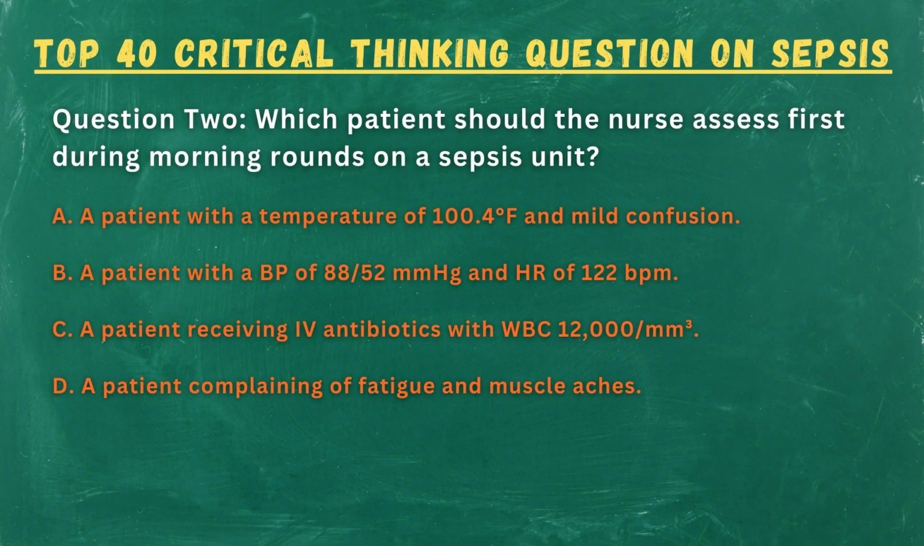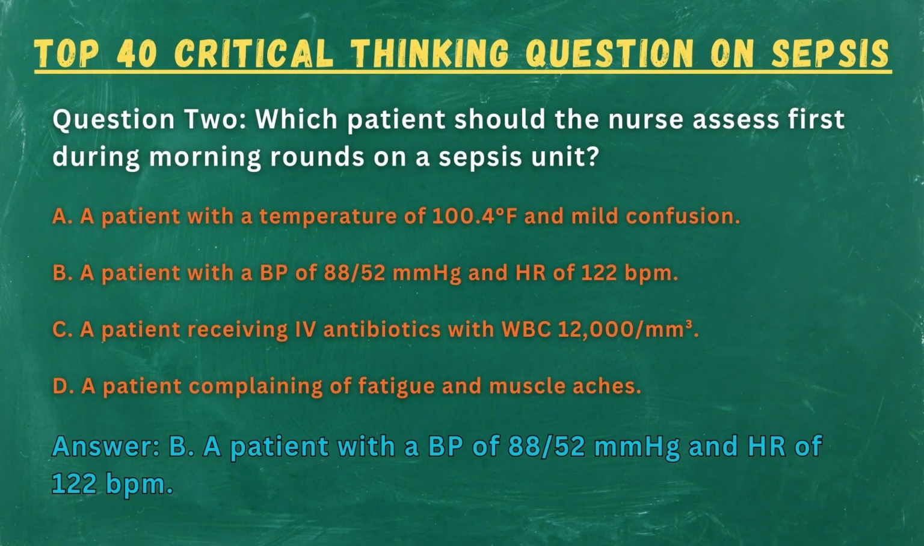Question 2. Which patient should the nurse assess first during morning rounds on a sepsis unit? A. A patient with a temperature of 100.4 degrees Fahrenheit and mild confusion. B. A patient with a BP of 88/52 millimeters of mercury and HR of 122 BPM. C. A patient receiving IV antibiotics with WBC 12,000/mm³. D. A patient complaining of fatigue and muscle aches. Answer. B. A patient with a BP of 88/52 millimeters of mercury and HR of 122 BPM.